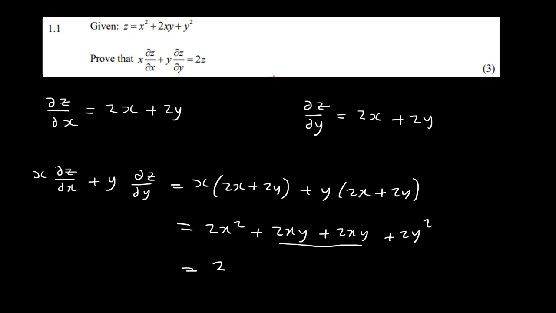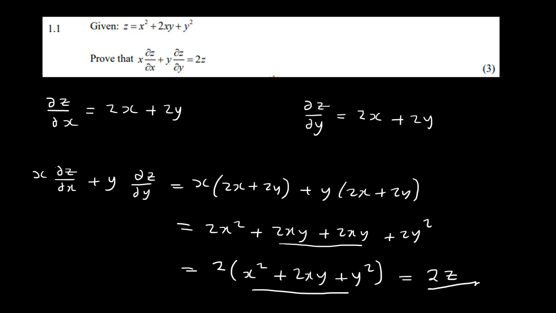If I take out 2 as common, I'll be left with x squared, 2xy, and y squared. And we know this whole thing here is the same as z from the beginning that they gave us. So such questions are easy because you're working towards an answer you already know. So you know what you have to do.